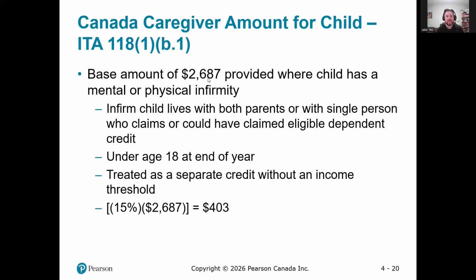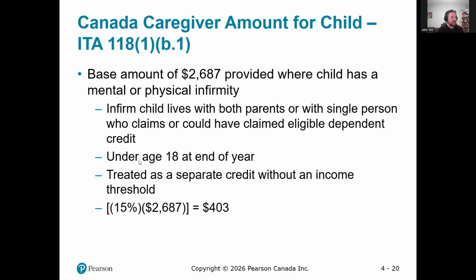So you notice when we had the spousal support, if our spouse had an infirmity, that spousal amount would add 2,687. What it's doing is it's adding this basic caregiver to that transfer. Normally, Canada Caregiver is for children we care for. So the base amount of 2,687 is provided where the child has a mental or physical infirmity. The infirm child lives with both parents or with a single parent who claims or could have claimed the eligible dependent credit, basically saying we are physically here caring for the child.